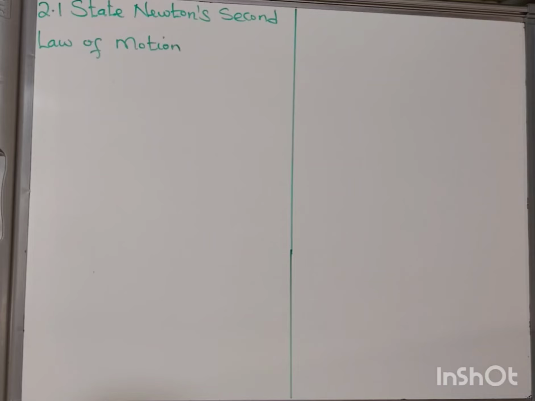Okay, let us look at the question, the second law of motion. What does it say? It states that when a net force acts on a body or an object, the object will accelerate in the direction of the net force. The acceleration will be directly proportional to the net force and inversely proportional to the mass of the object. So that's it. Let us put it down.